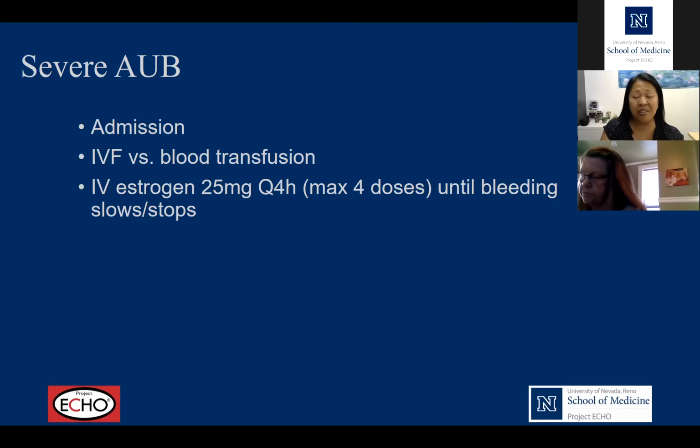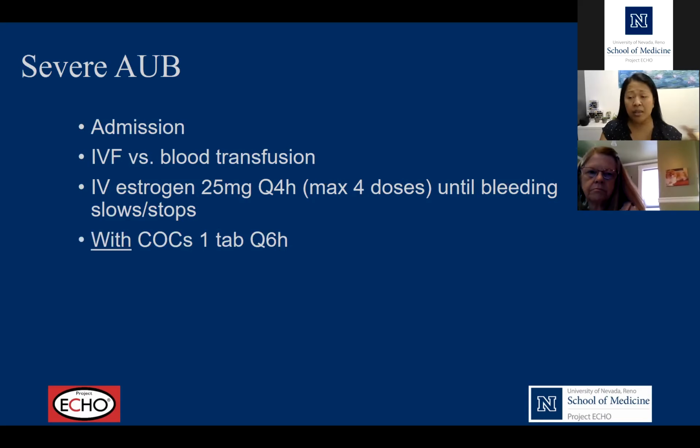And I can tell you, if this is truly AUB, the IV estrogen will make it stop within 4 doses. But many providers may not be comfortable with this, and we'll talk about that. Along with the IV estrogen, we'll also add in the birth control pill because you want progesterone in the system as well. So what IV estrogen does is there's a negative feedback mechanism that allows the bleeding to stop.